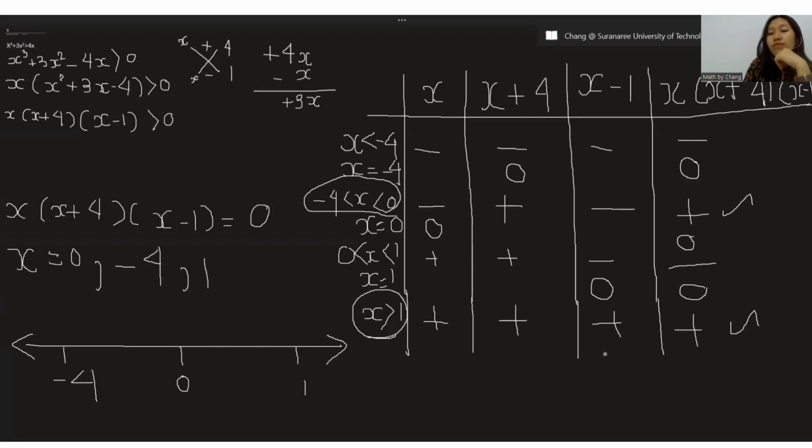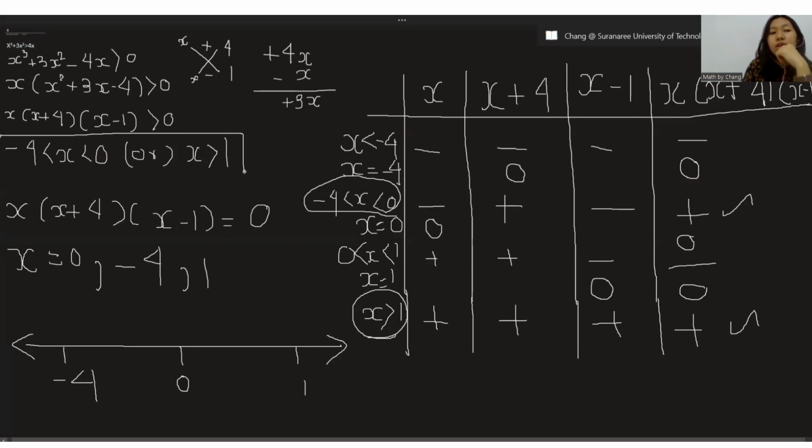All right, so now we have found the values of x. You can write here -4 less than x less than 0, which means that the value of x exists between -4 and 0, which is x greater than -4 but less than 0, or x greater than 1. So this is the solution for x. Let's draw it on the number line.